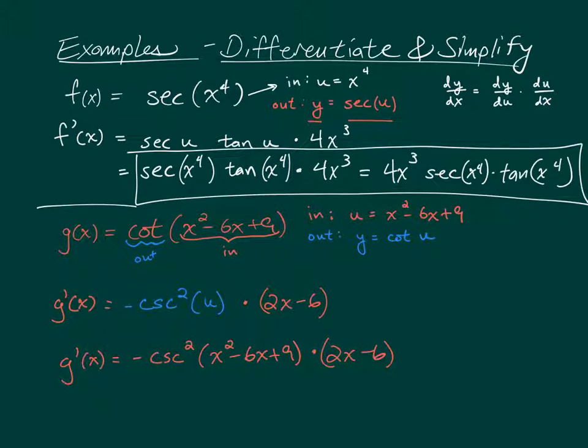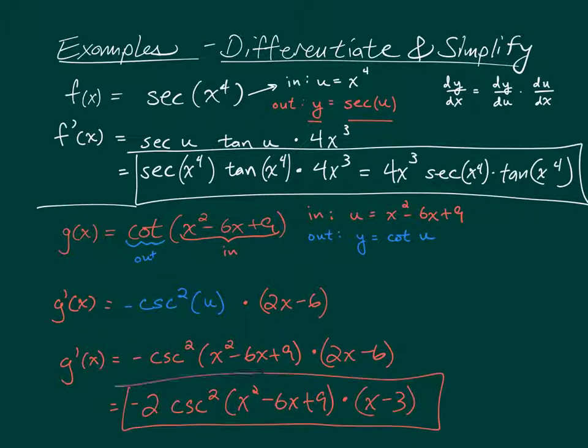And I guess I spoke too soon. This is not a final answer. Notice that you can common factor a 2 from this factor back here. So we'll do that and push it to the front to get a negative 2 cosecant squared of x squared minus 6x plus 9 times x minus 3. And again, if you want to push this x minus 3 to the front, behind the negative 2, that's fine. It's fine where it is back here. So let me box that in. This is the final simplified answer for the derivative of this composition of functions.